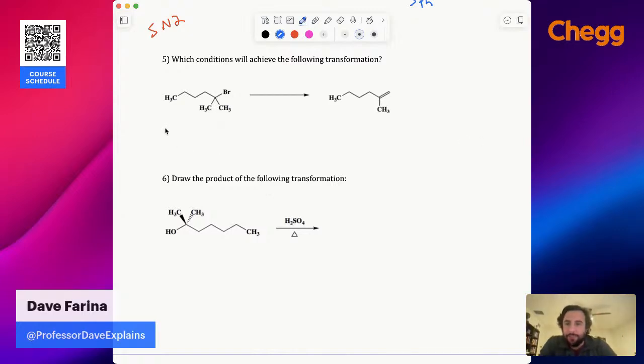Okay, number 5. Which conditions will achieve the following transformation? So what did we do? What does it look like happened? Here's the starting material, here's the product, and we want to identify what mechanism happened. Well, we had a leaving group here, a bromo group there. We've got a double bond in the product. So it looks like an elimination.